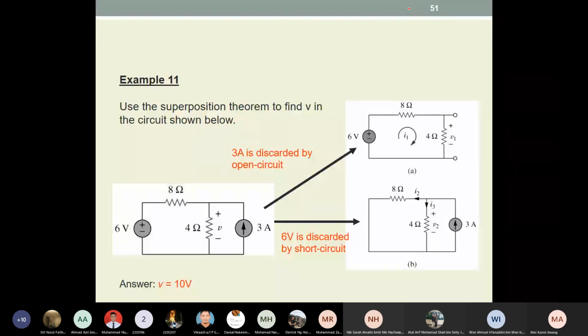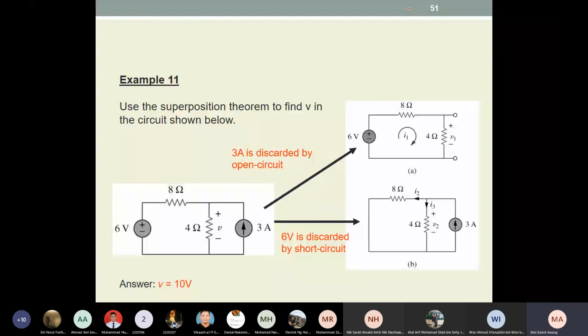First, you do it with respect to the voltage source. So you discard the 3 amp source by replacing it with an open circuit. So you zeroize the current source.